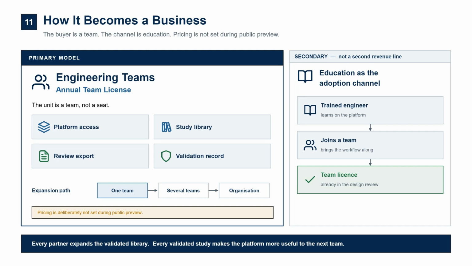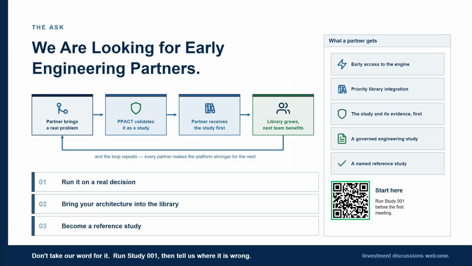We first want to understand how engineers actually use PPACT Studio, which studies provide the greatest value and where the platform needs further improvement. There is also a longer-term opportunity for the study library to grow through real engineering questions. As new studies are validated and added, the platform can gradually become useful across a broader range of architecture decisions. For now, the priority is to validate the engineering value first and allow an appropriate business model to develop from real use. At this stage, PPACT Studio is still evolving through engineering validation and feedback from real use.